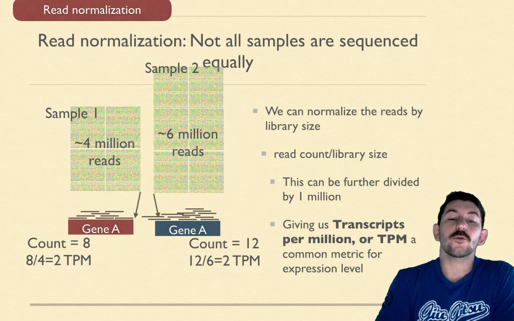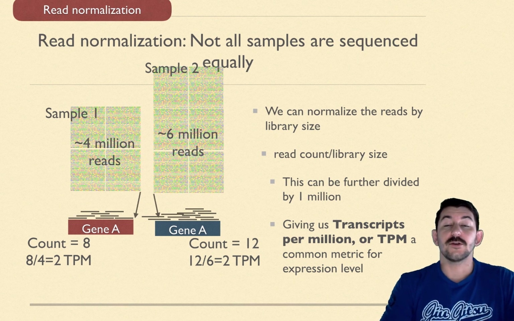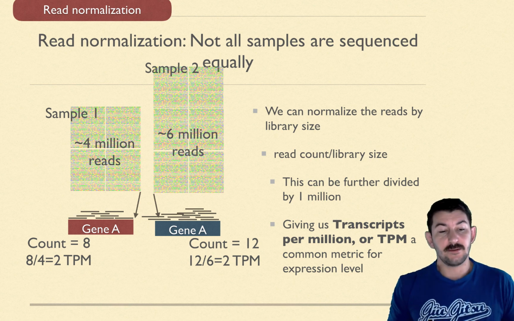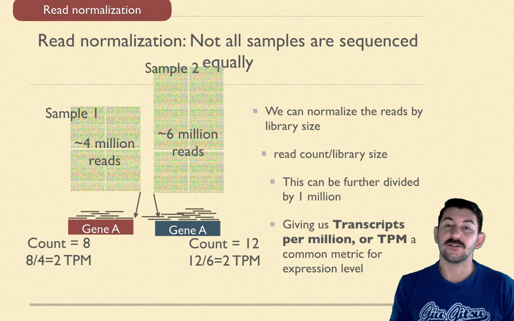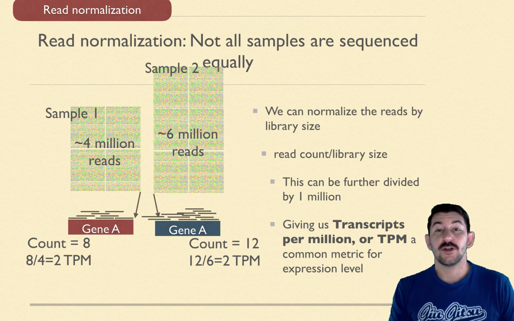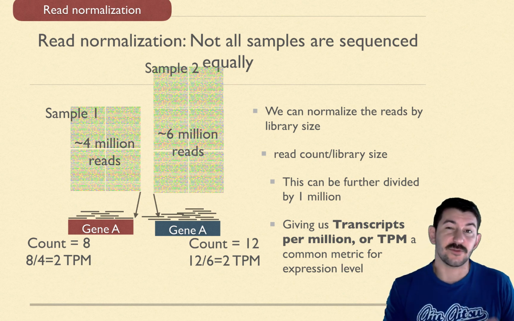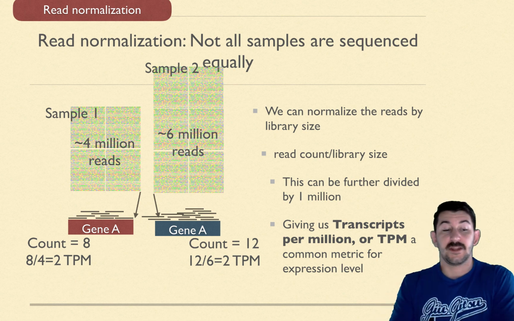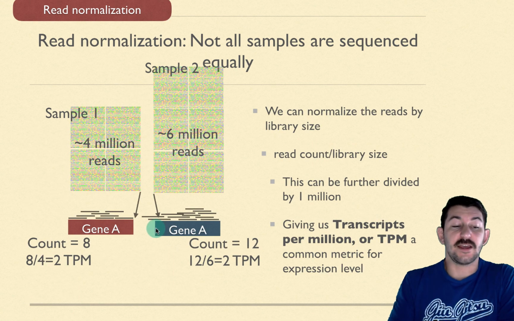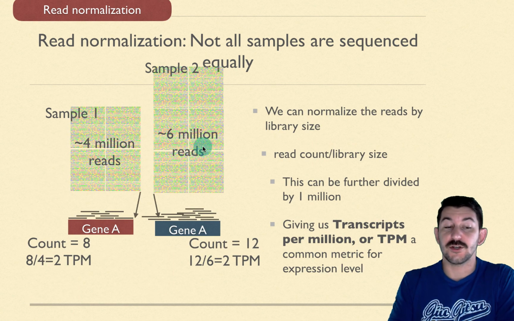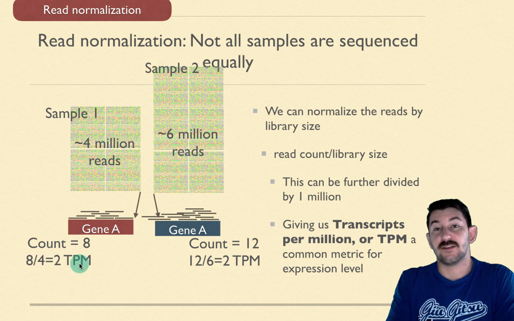And so the way that we correct for this is we can normalize the reads. In the simplest sense, there are more complicated ways to do this, but in the simplest sense, you could convert your raw read count to the number of reads or number of transcripts per million. So if 4 million reads were sequenced for sample 1 and 6 million for sample 2, you could take 8 counts and divide it by 4 million, or 4 if you're doing per million. So there are 2 transcripts mapping to gene A per million reads in your data set.